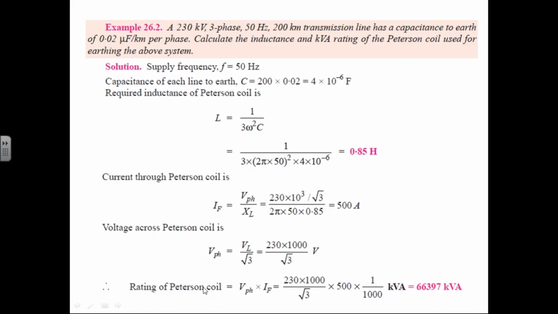So now you can rate the Peterson coil in terms of kVA. See, they have mentioned it is in terms of kVA. If you multiply these two, that is your fault current and the per phase voltage, you will get the VA rating of the Peterson coil. After getting the VA rating, if you divide it by 1000, you will get the kVA rating. That's all. Okay. So that is what they are doing here. V phase into IF, which we have already calculated, into 1 by 1000. The 1 by 1000 is to convert that VA into kVA. So this much kVA, 66,397 kVA.